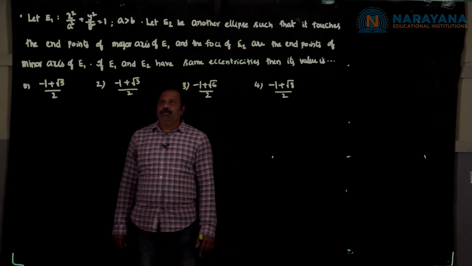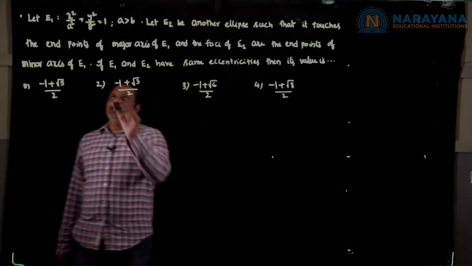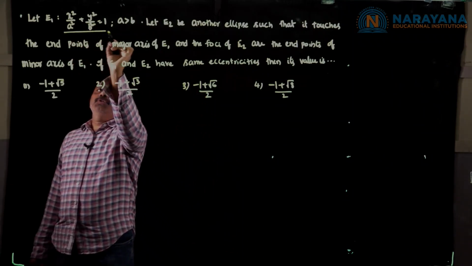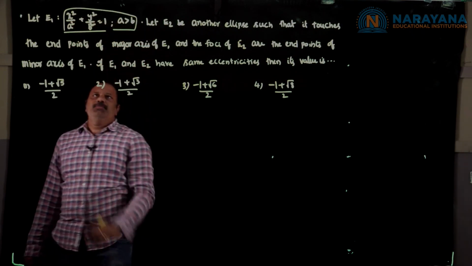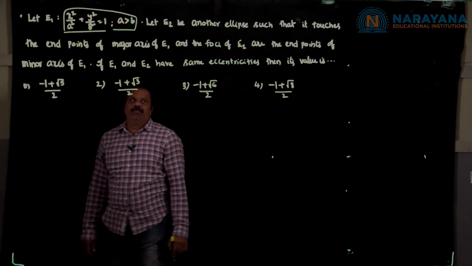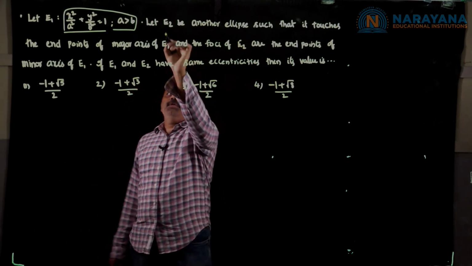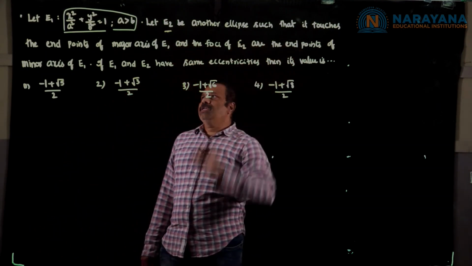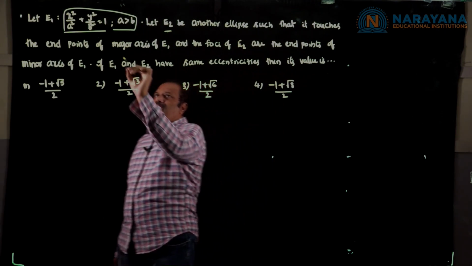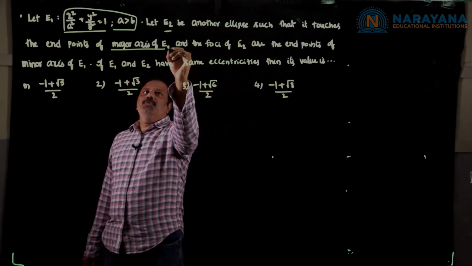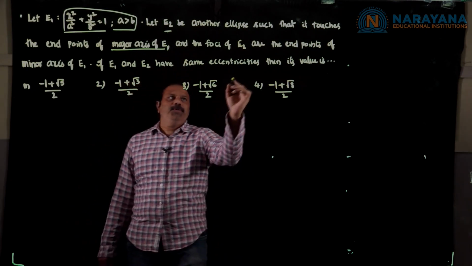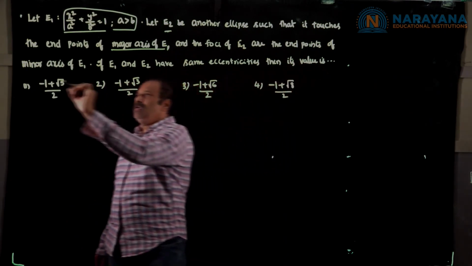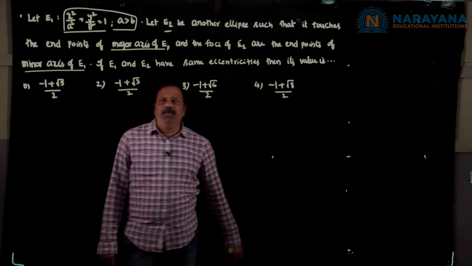Let E1 be x squared by a squared plus y squared by b squared is equal to 1, where a is greater than b. This is an ellipse whose major axis is along the x axis. Let E2 be another ellipse such that it touches the end points of the major axis of E1, and the foci of E2 are the end points of the minor axis of E1. This is very important.